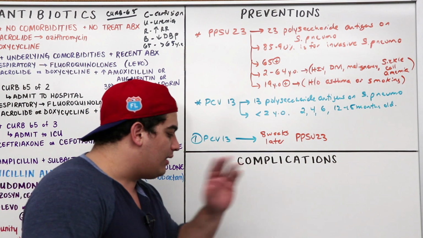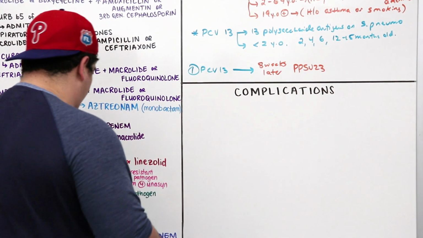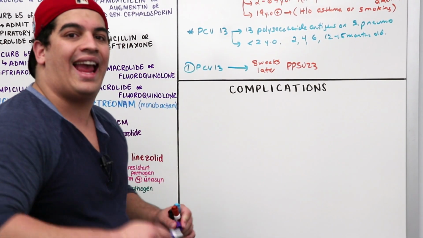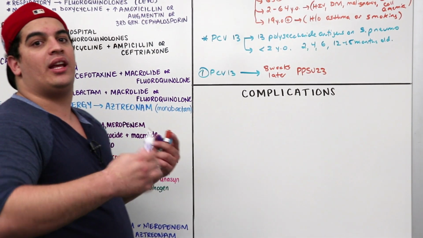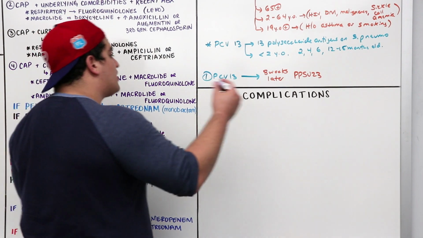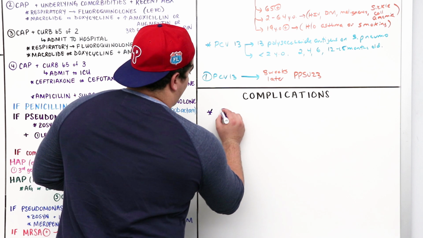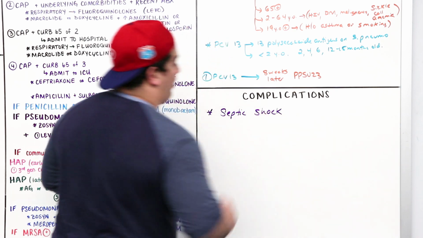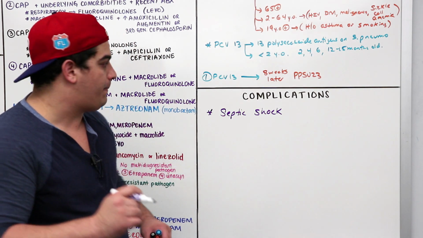Now, last but not least, I know you guys are probably so happy that we finally got here: complications. So here are some things that you should be aware of that can develop with pneumonia if it progresses, if it's not treated properly, if it's just getting worse. What are some of the complications? One of the really, really bad ones is some type of septic shock. This is a really bad one, okay? Septic shock is extremely dangerous and fatal.